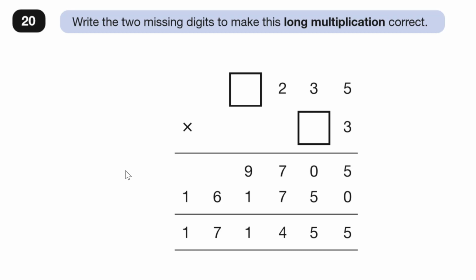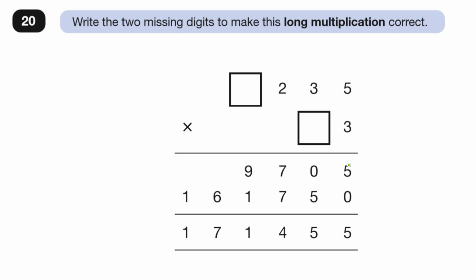Write the 2 digits to make this long multiplication correct. So this is really testing your understanding of long multiplication. And for something like this, I would work your way through even the bits that are filled out. So try not to get intimidated by all the numbers that are there, and just work your way through. So I'm going to use a green pen so it stands out. So I would be starting here.